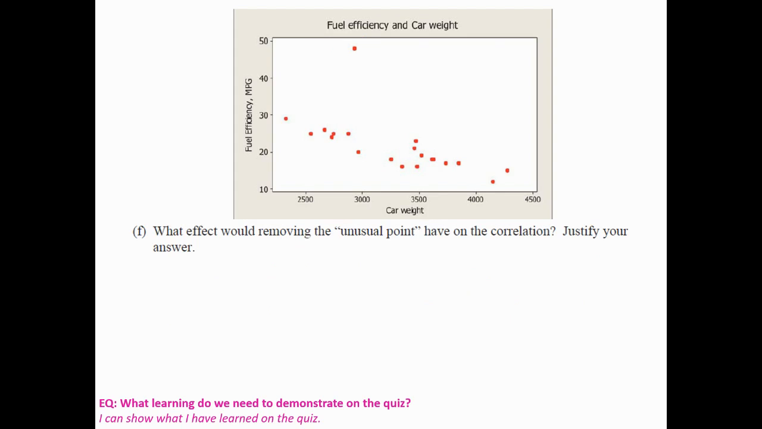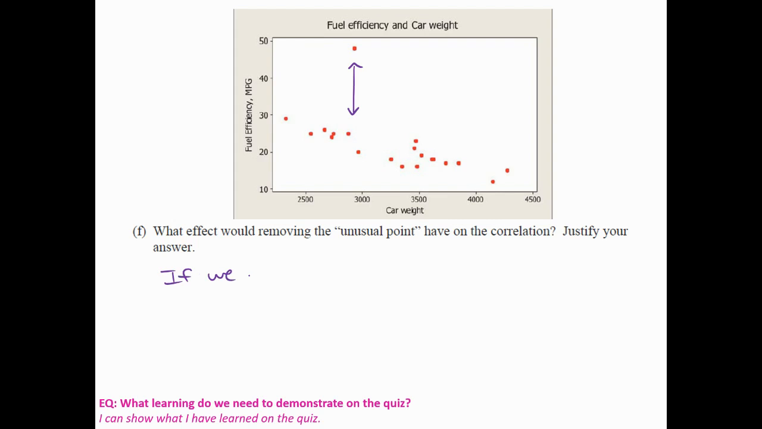What effect would removing the unusual point have on the correlation? Justify your answer. So that particular point is super high, and specifically way far away from the pattern that we have. So when we have a point that is not following the pattern, that usually makes our correlation weaker or closer to zero. So if we take that point out, it should make our correlation stronger. So it should be, in this case, closer to -1 because we have a negative association.